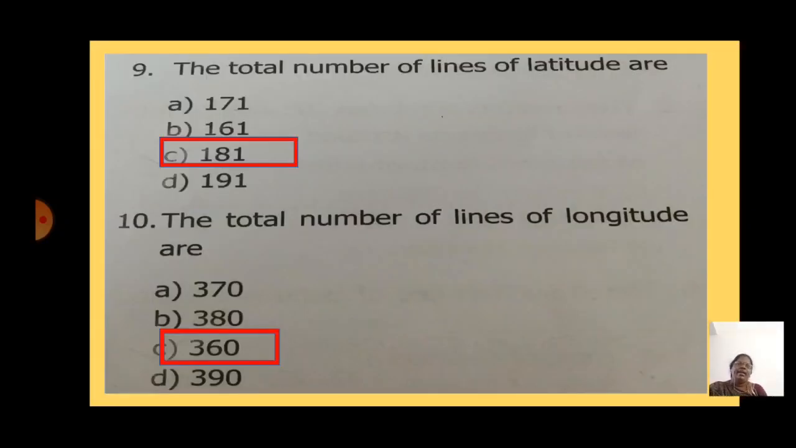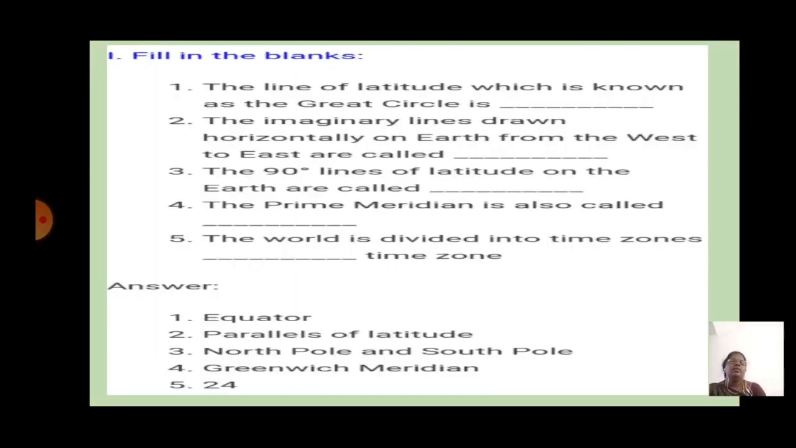And next, ninth question: the total number of lines of latitude are dash 181. Total number of lines of longitude 360. Okay. So mark the answers. And next we have fill in the blanks. So the line of latitude which is known as a great circle is equator. Second question: the imaginary lines drawn horizontally on earth from the west to east are called parallels or latitudes. The third question: the 90 degree lines of latitude on the earth is named to be North Pole or South Pole.